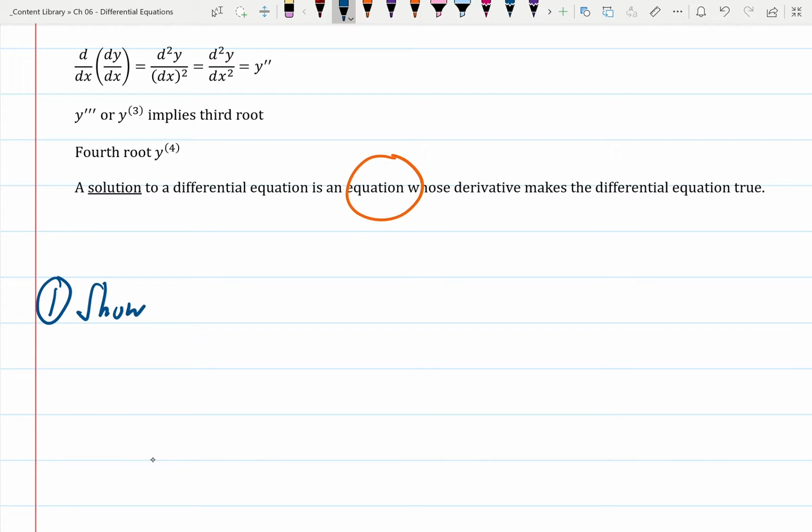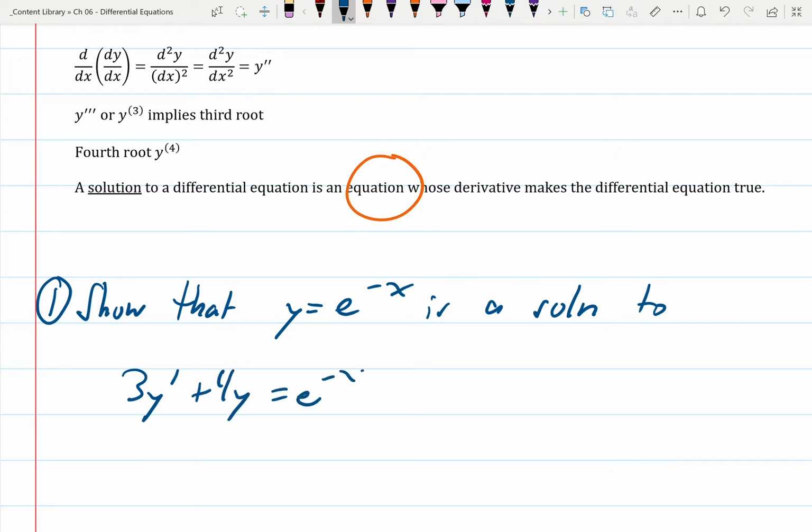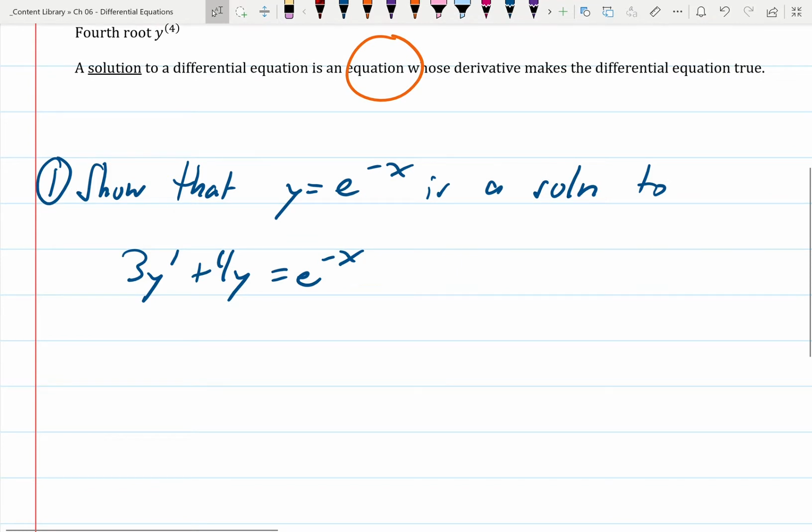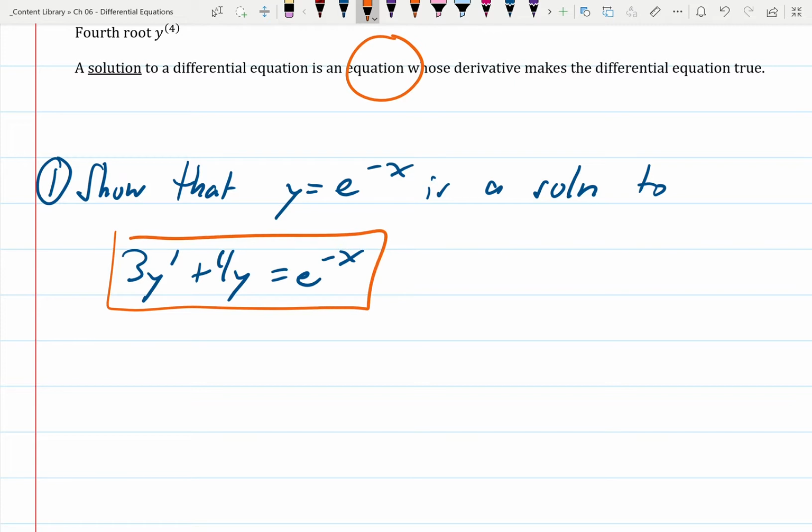Number one, show that y equals e to the negative x is a solution to 3y prime plus 4y equals e to the negative x. If I'm going to show it's a solution, in algebra, whenever we showed something was a solution, we plugged it in and saw the left side is equal to the right side. The same thing's going to happen here. I have what y is equal to, but I don't have what y prime is equal to. So I need to take this potential solution and generate its derivative. So y prime is equal to negative e to the negative x.